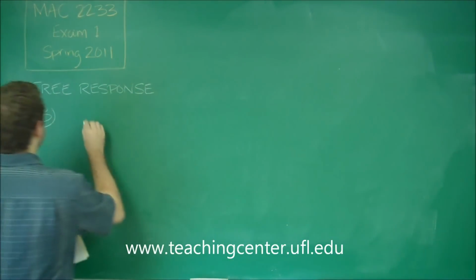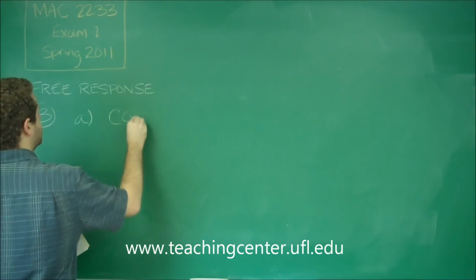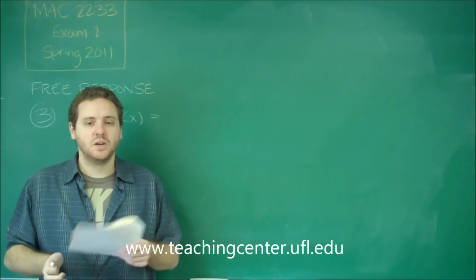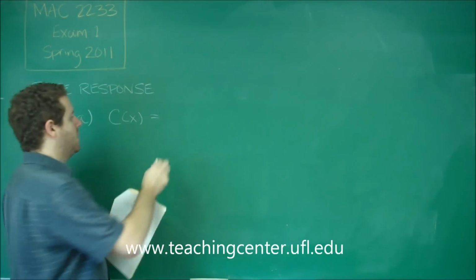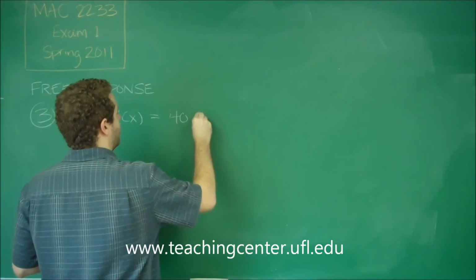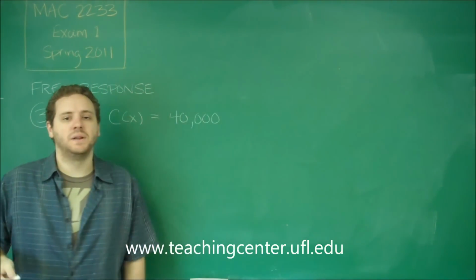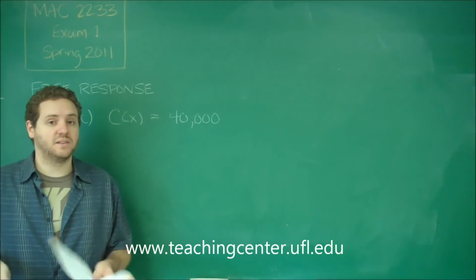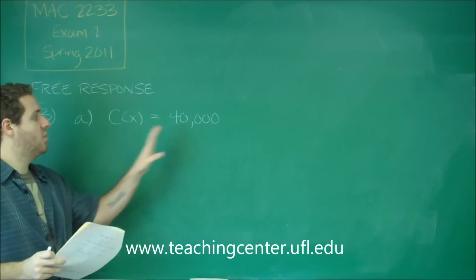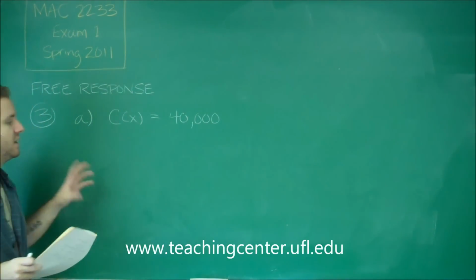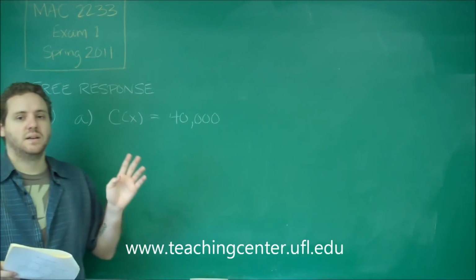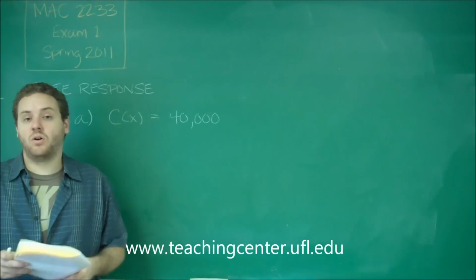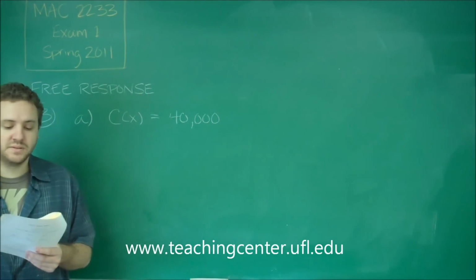A cost function, C of x, is made up of a fixed cost and a variable cost. The fixed cost being $40,000 means your costs are $40,000 regardless of how many units you're making. That might be something due to just operating the factory. So that has no dependence on x. Remember, in all of your economics formulas, x is the number of units. So this $40,000 is not dependent on the number of units at all. It's just $40,000 operating costs.